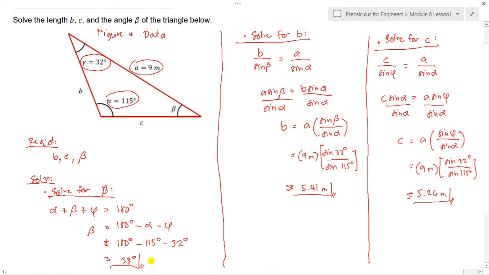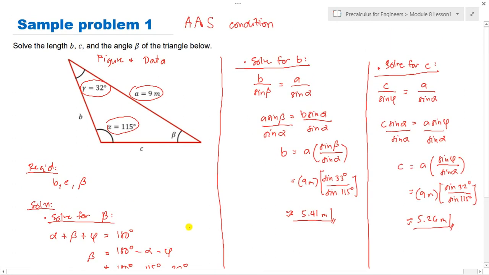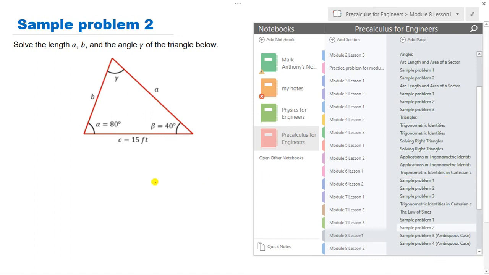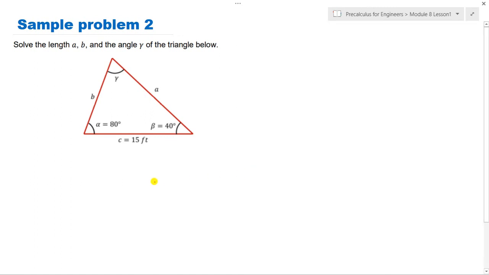So don't forget the law of sines formula. Let's proceed to sample problem number 2. Okay? So here, solve for the length AB and the angle gamma of the triangle below. So here, naa tay given nga angle.